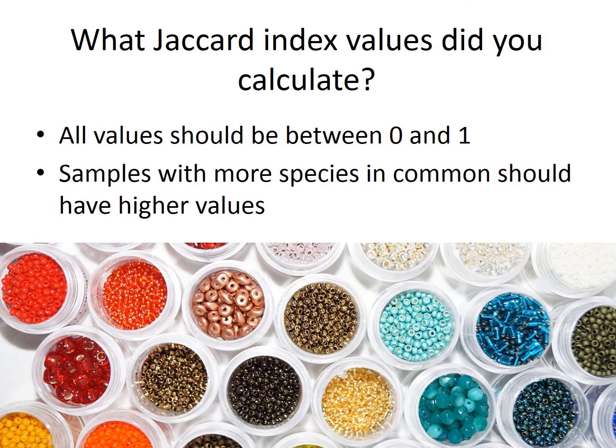Okay, so what Jaccard index values did you calculate? Now from previous practicals we've seen broad ranges. But remember, if your values are not between 0 and 1, and they can include 0 and 1, then something's gone wrong and you need to look at your calculations. Equally, you should be able to see, when you look at your data, that samples that have higher Jaccard similarity coefficients should have more similar species composition. In other words, there should be more species in common. Again, if that doesn't look like it's the case, have a look at your calculations again.